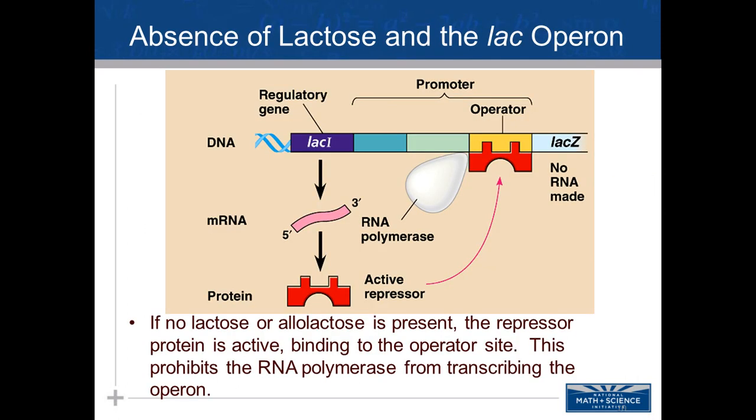All right, so let's look at what happens if lactose is not around. If lactose is not around, this repressor protein stays active. If it stays active, it's going to attach to the operator region. Remember, when it attaches to the operator, it physically prevents the RNA polymerase from transcribing the operon.